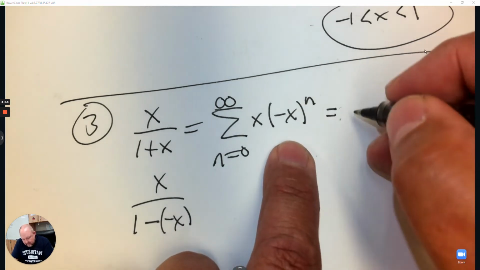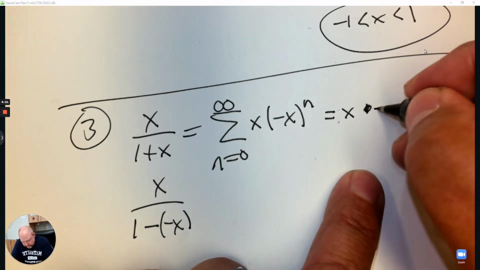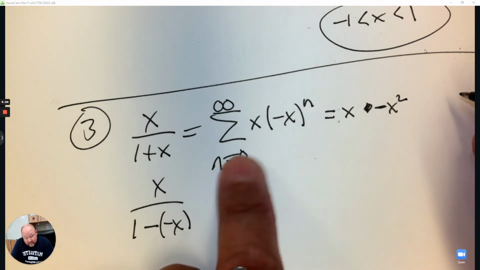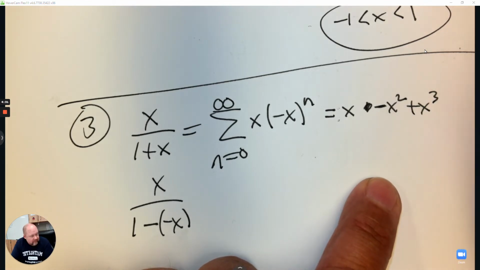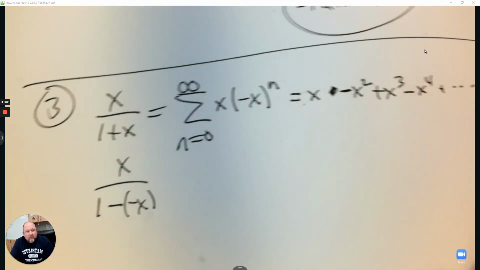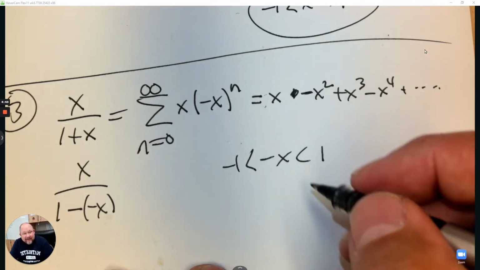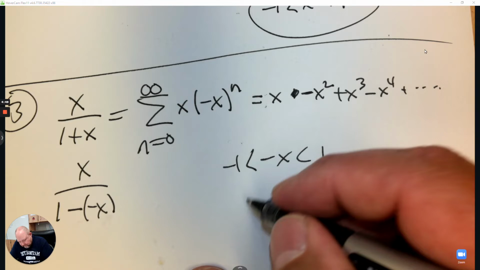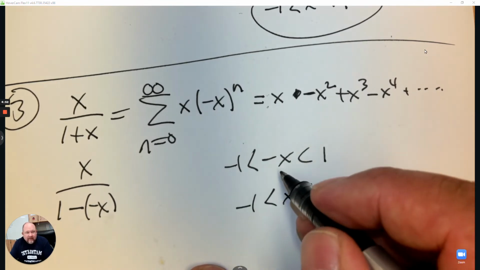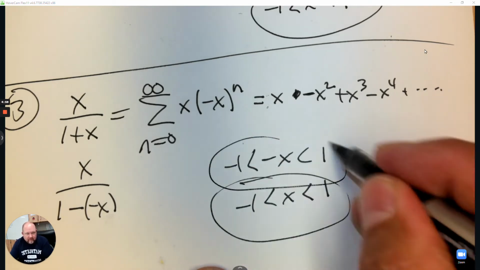If you plug in 0, it's 1. If you plug in 1, it's -x. If you plug in 2, it's +x squared. It alternates. You can see the pattern. The interval of convergence, I take -x between -1 and 1, divide by -1, it's going to stay the same. When I divide by -1, the arrows change and the signs change from negative to positive and positive to negative, but ultimately this is the same as this.